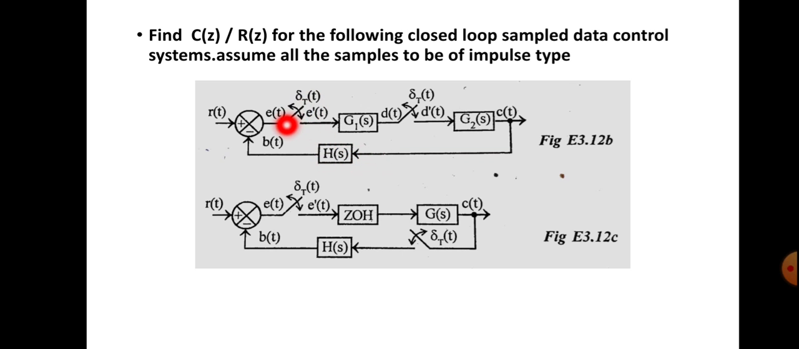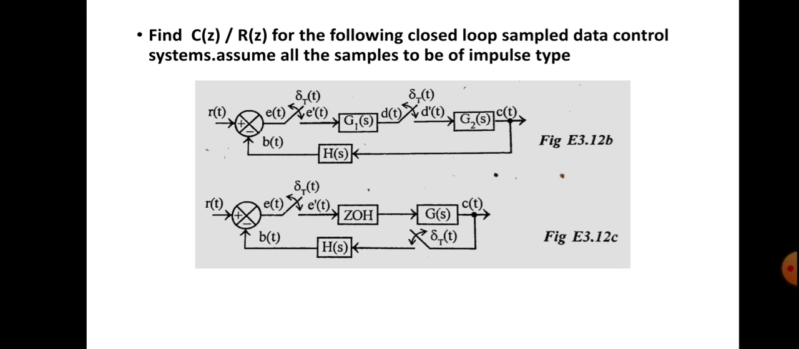And here the switches are shown as delta T of t. That means you are taking the sample of E of t here, so that you will get E dash of t here. So this represents an impulse type sampler. This is also another sampler. So whenever E of t is given to this, samples will be obtained at the output.